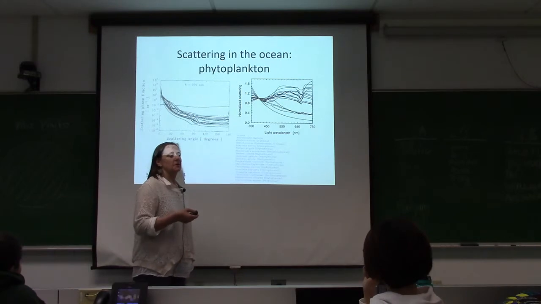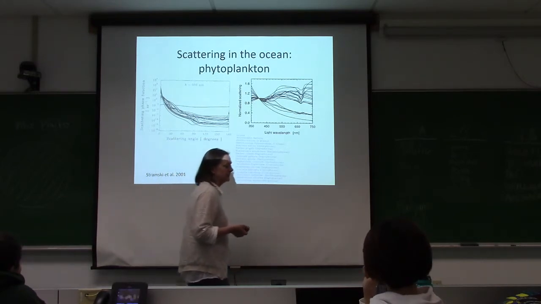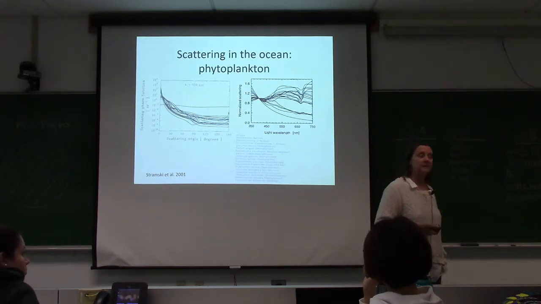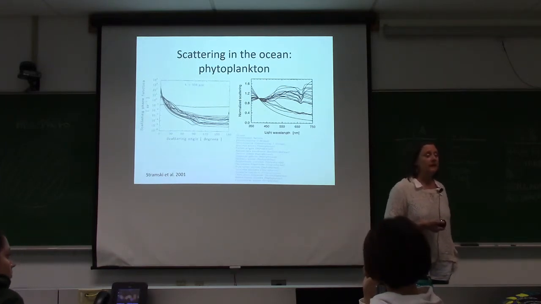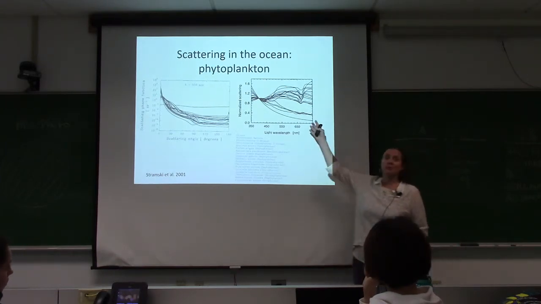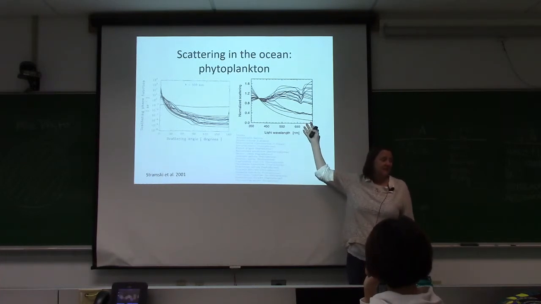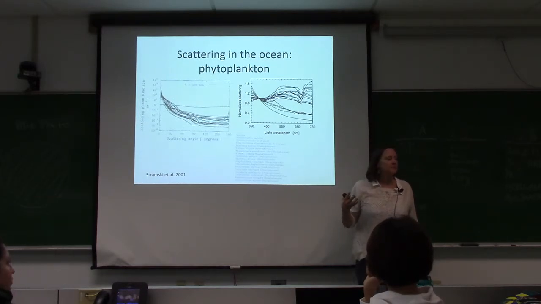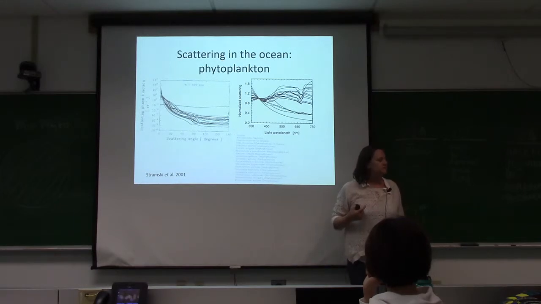Well, if the spectral dependence of scattering depends upon size, one would interpret the slope as a change in size. But if you've got absorbing particles, depending upon what wavelengths you measure, it can appear that there's a slope that is actually not caused by size, but is caused by absorption, right?